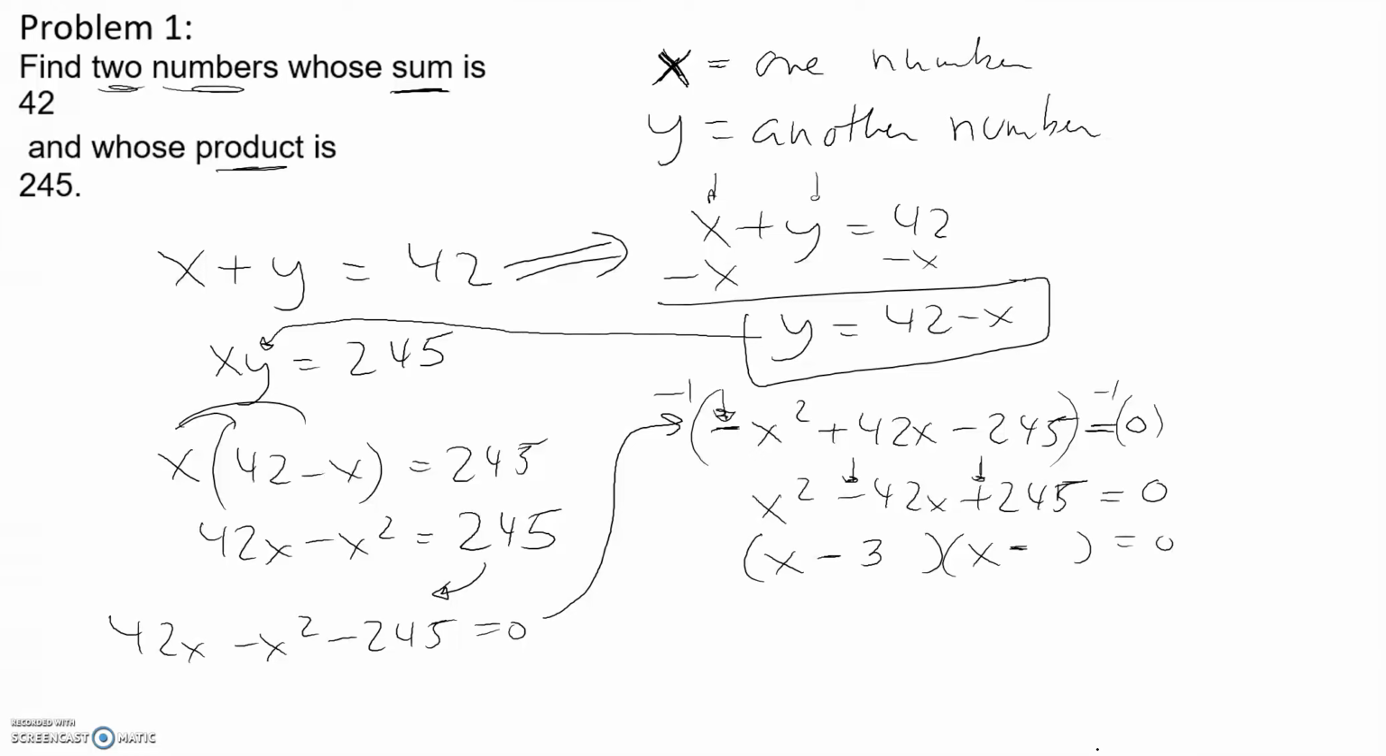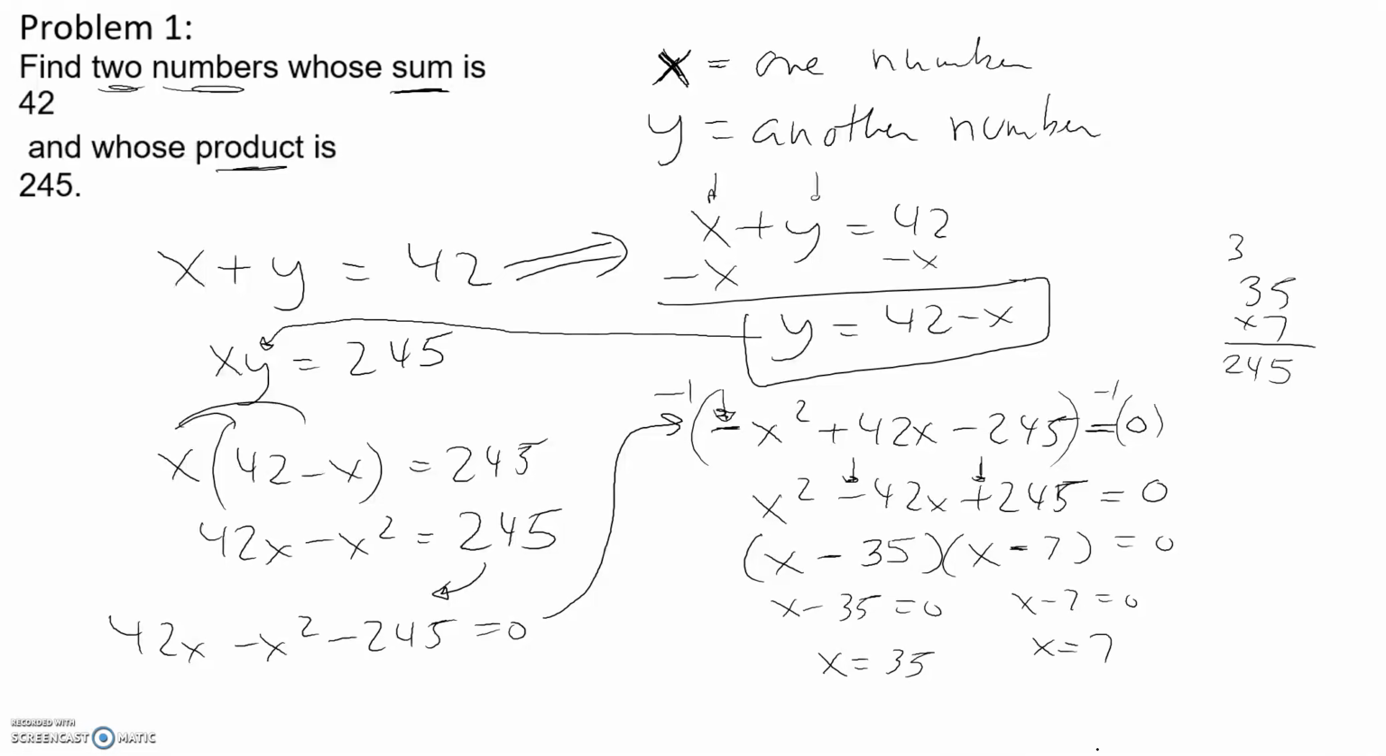I'm going to say 35 and 7. Let me just check here. 35 times 7. 7 times 5 is 35. Then 35 plus 7 is 42. That is perfect. There it is. We got our numbers. That works. So then we set each of them equal to 0. And we get our answer. x equals 35 and x equals 7.